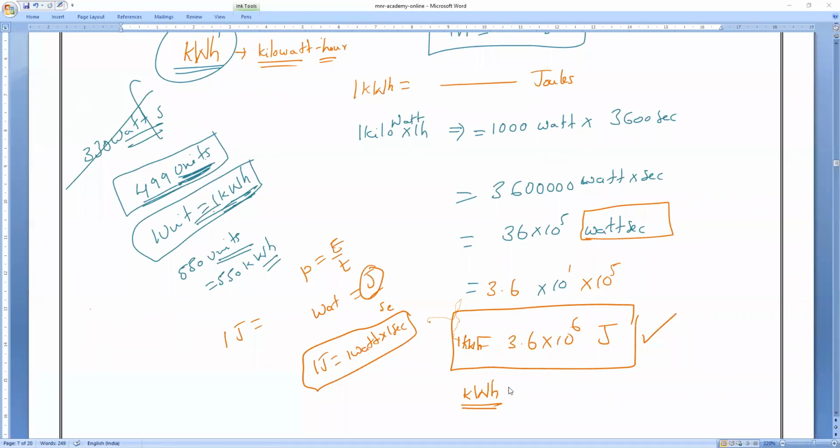So 1 kilowatt hour is equal to 3.6 into 10 power 6 joules.